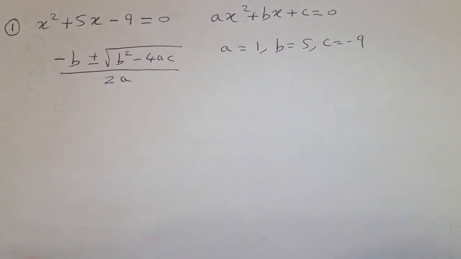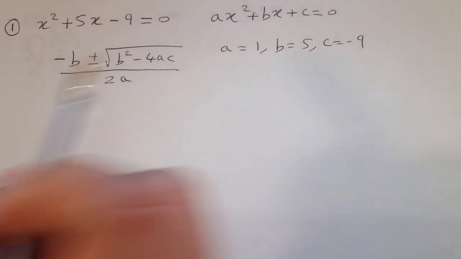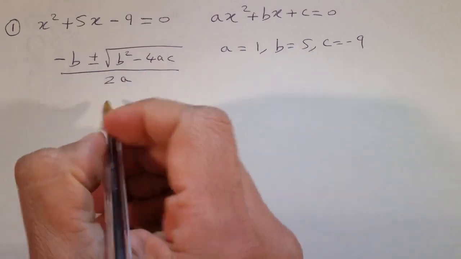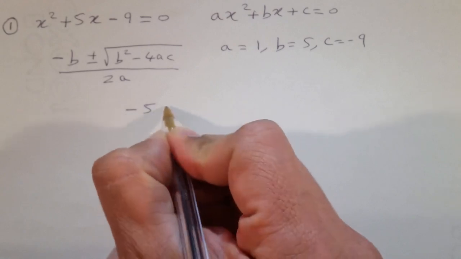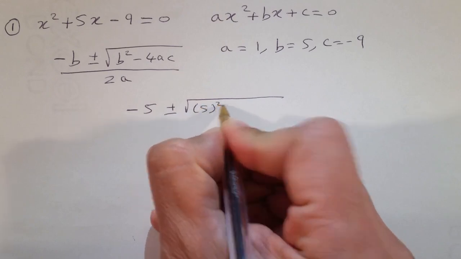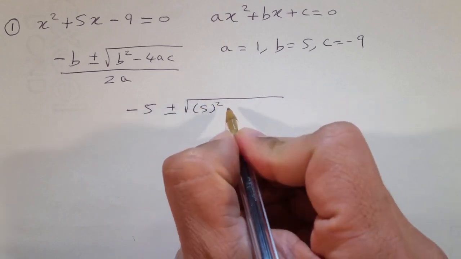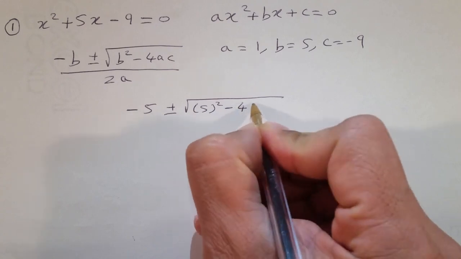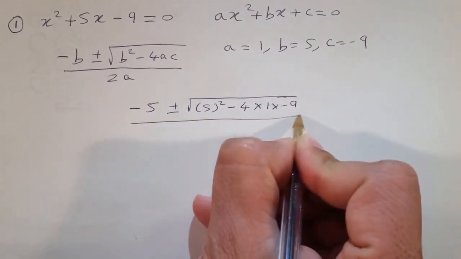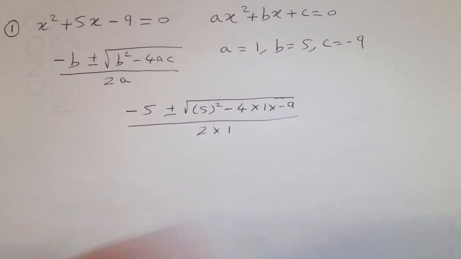I'm pretty sure you are getting what I'm doing. So we substitute all of them back in the formula: minus b plus or minus root b squared minus 4ac over 2a. In place of b we put 5. So minus 5 plus or minus square root of 5 squared, which is good to put in a bracket because sometimes you get a negative one. If you make a habit of putting the bracket, that will be much easier. Then minus 4 times 1 times minus 9, whole over 2 times 1. Nice and easy.